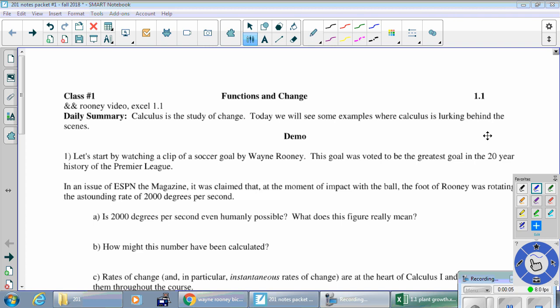We start on page 1 of the big packet with our daily summary. Calculus is the study of change. Today we will see some examples where calculus is lurking behind the scenes.